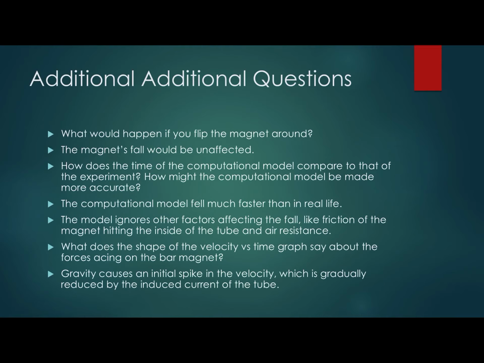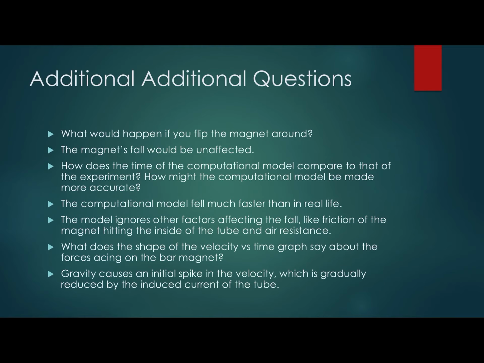Additional questions. What would happen if you flip the magnet around? The magnet's fall would be unaffected. How does the time of the computational model compare to that of the experiment? How might the computational model be made more accurate?